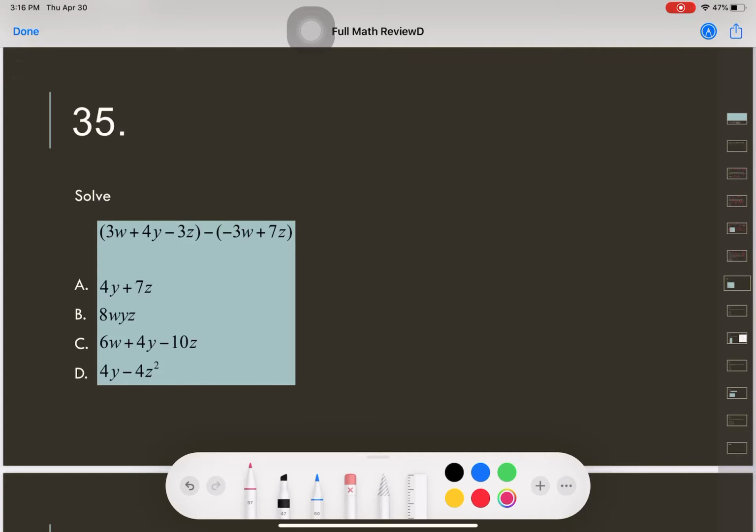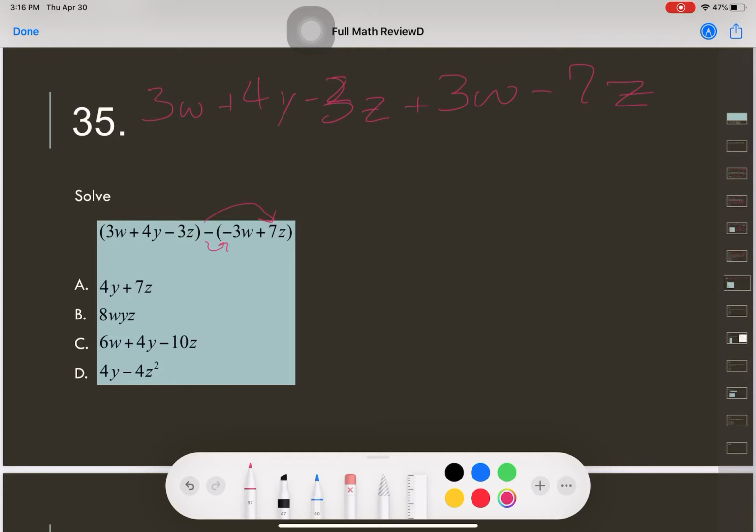Now with this one, you've got polynomials and you're subtracting a polynomial. So the first part stays the same for now. Let's try that again with the 3z. Since you're going to subtract these, you flip the signs of the negative 3w and of the 7z. So negative 3w becomes positive 3w and positive 7z becomes negative 7z.